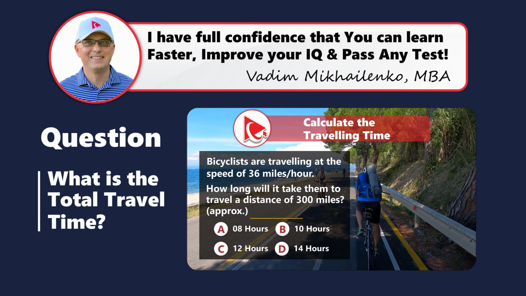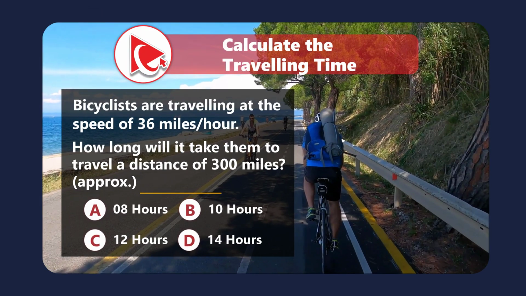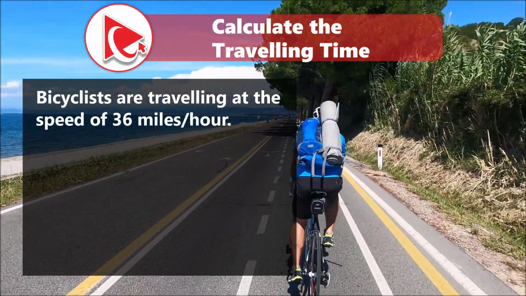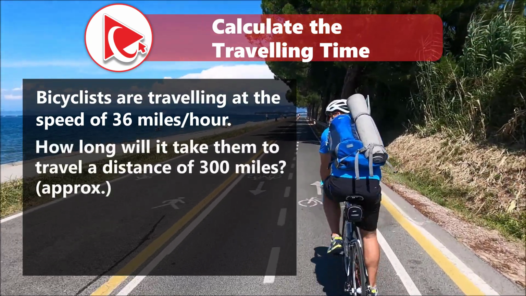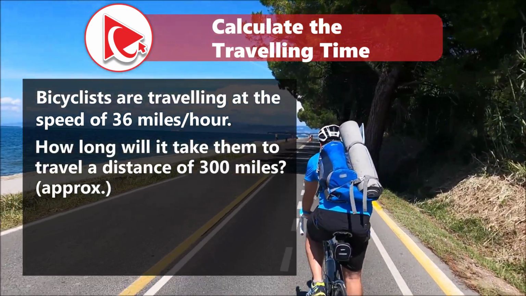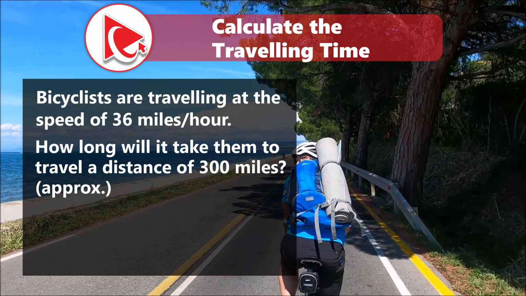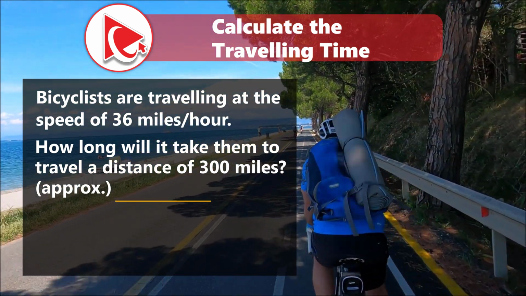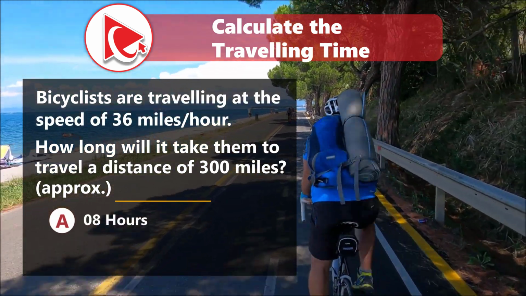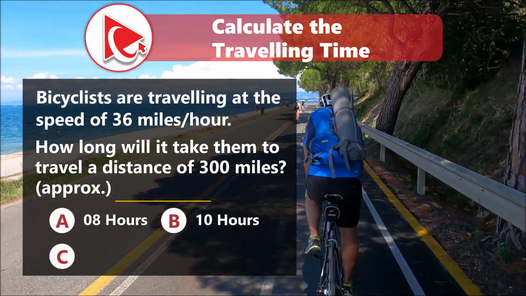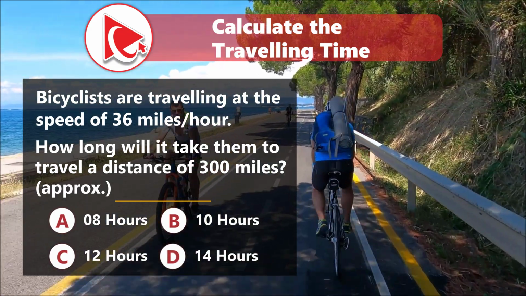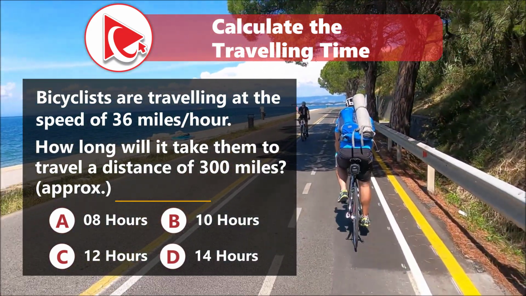Let's go ahead and get started. Here's the quick question to keep you sharp and test your math skills. Bicyclists are traveling at the speed of 36 miles per hour. How long will it take them to travel the distance of 300 miles? You need to find out approximate value and select one of four possible choices. Choice A, 8 hours. Choice B, 10 hours. Choice C, 12 hours. And choice D, 14 hours. Take a close look to see if you know the answer.